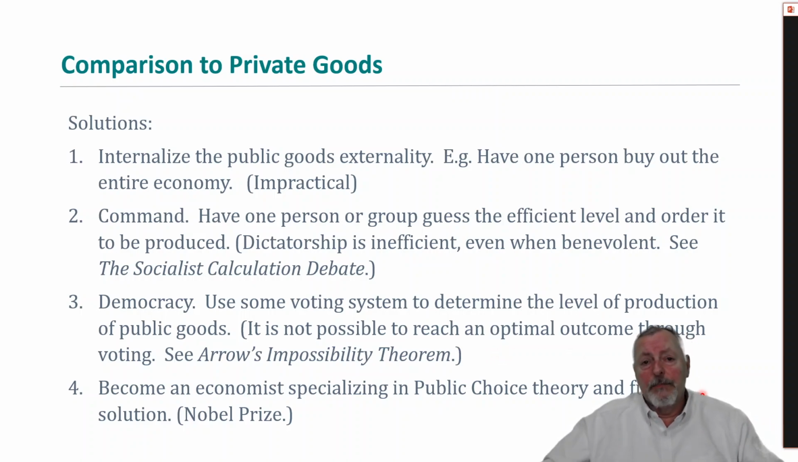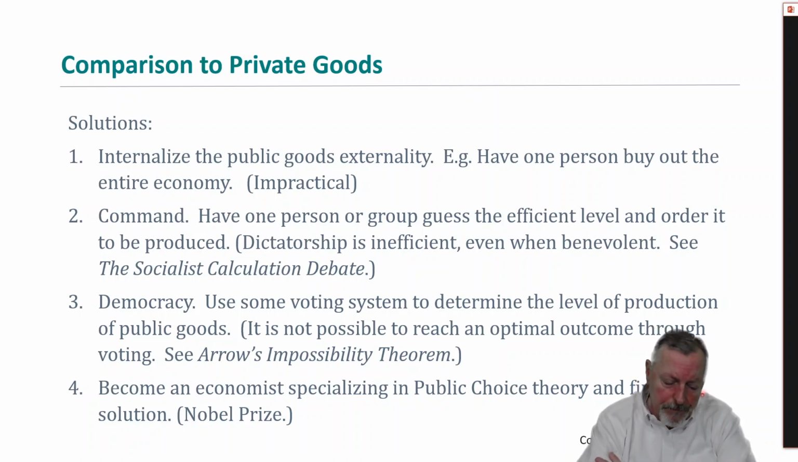The last option to fix this problem is for you to study more econ. Then go to grad school, get a PhD in economics, specialize in, it's called public choice theory, and be so good at it that you solve this problem. And I guarantee you, you will win the Nobel Prize for it. In the meantime, it's something for us to study and economists to work on.